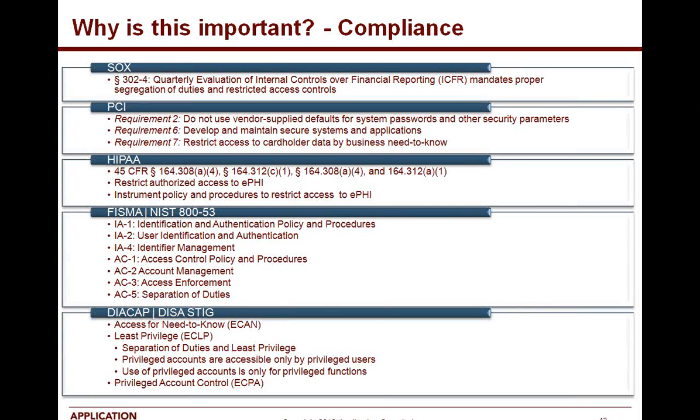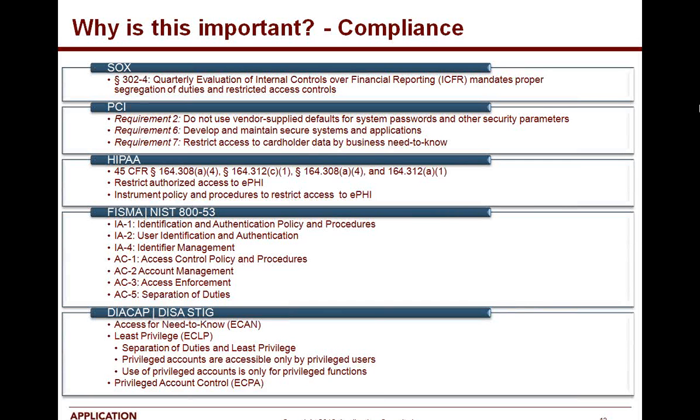PCI, there's a bunch of stuff there around restricting access to cardholder data by business need to know, and obviously there's a bunch of things that you can check in place there. Then you have HIPAA, where everything's going to EPHI. You want to restrict authorized access to EPHI, and implement policies and procedures to restrict the access. So really it's around programmatically trying to figure out what you want to do, and then having the right tools enabled that allow you to enforce it. With FISMA or anything like that, you have the NIST 800-53 framework that talks about it, dealing with DIACAP and DISA STIGs. There's a bunch of different things that really point to this area.